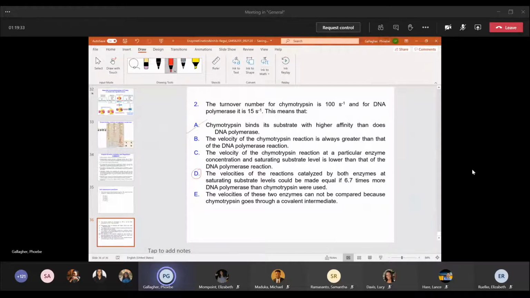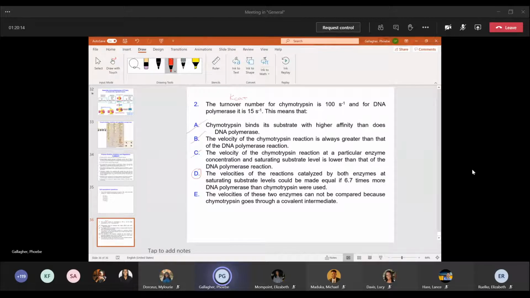And then the velocity of chymotrypsin is greater than that of DNA polymerase. So once again, remember that this is just telling you your kcat. So by itself, it's not going to automatically tell you the velocity of the reaction because it's going to be dependent on the concentration of the substrate as well. So that's not the best answer. The velocity of chymotrypsin reaction at a particular enzyme concentration and saturating substrate level is lower than that of DNA polymerase. I think that's the opposite, right?